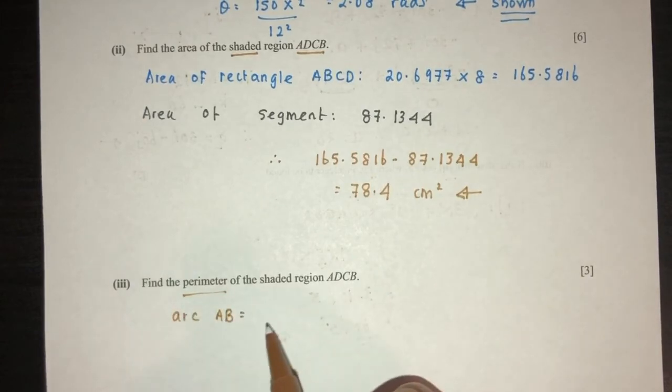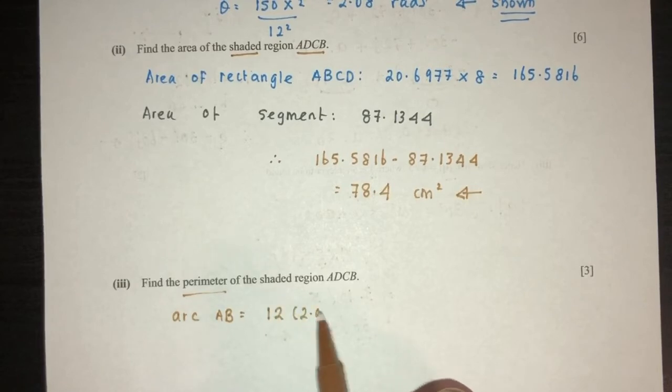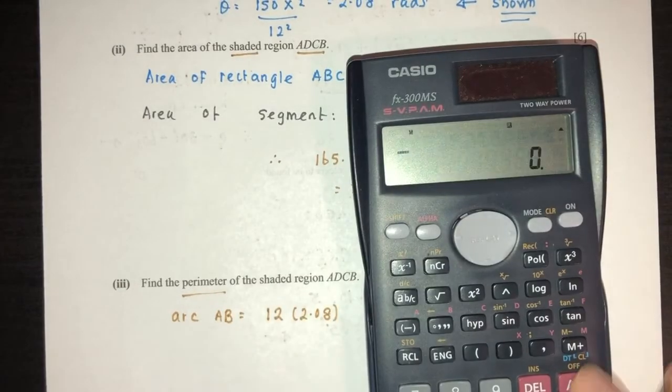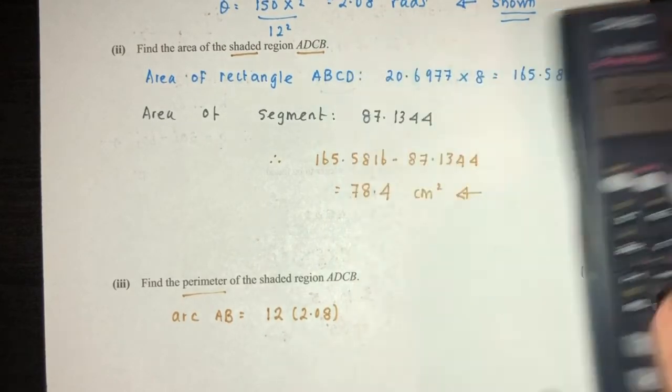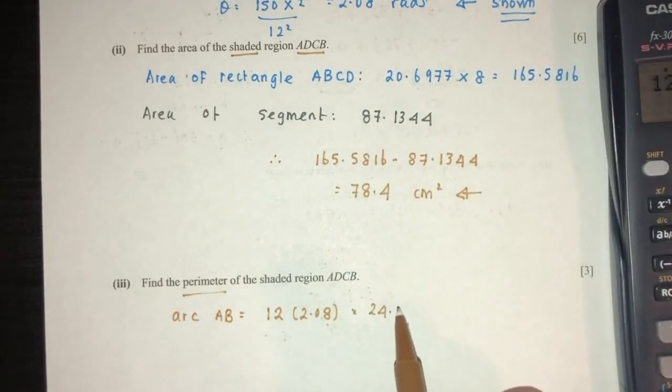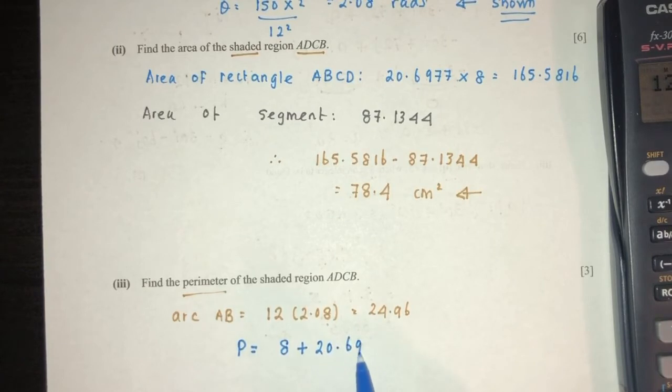can be found by using your formula, which is r theta. R is the radius, theta is the angle. So 12 times 2.08, that should be 24.96. So perimeter P will be 8 plus 20.6977 plus 8 plus 24.96.